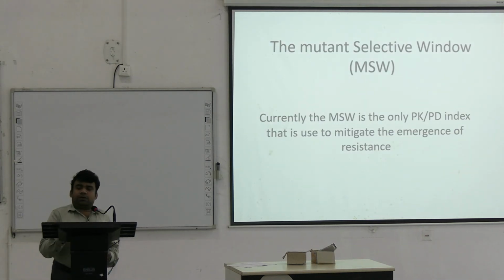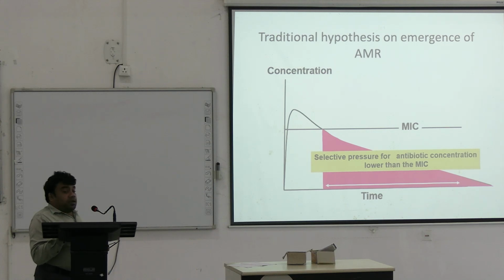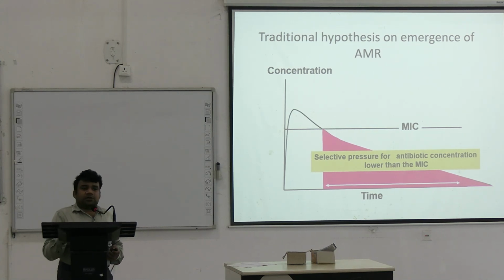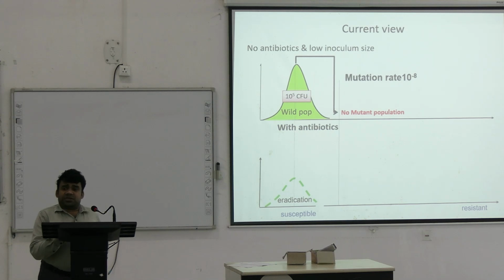Now why are these important? Because of the emergence of resistance. Now look at this picture. When we are giving antibiotics, if the concentration is below the MIC for a prolonged period of time, there will be a selective pressure for preference of some organisms, or some population of the same organism, which will become resistant. Eventually, after the therapy, we can see the resistance occurring.